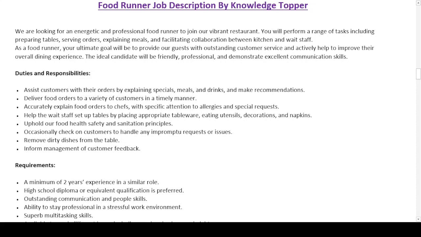As you can see on your screen, I have created this particular job description sample for you guys. Firstly, I will read the job summary paragraph, then you will see the detailed duties and responsibilities section, and at the end we will also see the requirement section.